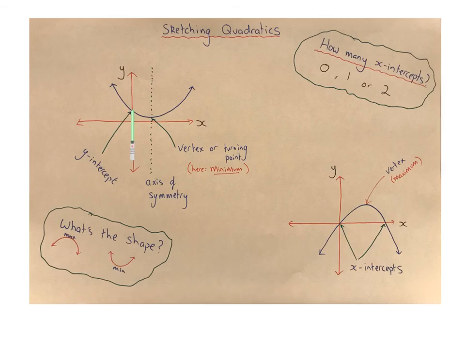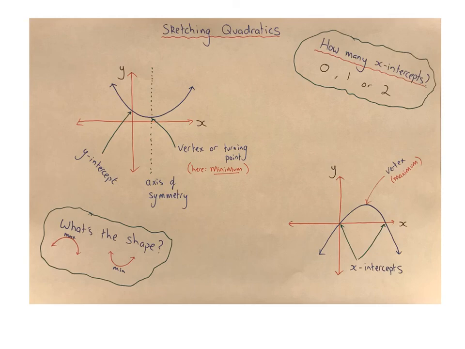Also, we'll always have a y-intercept for our parabolic shape. However, with our x-intercepts, we could have 2. We could have 1, where it just touches the x-axis, or we could have 0.